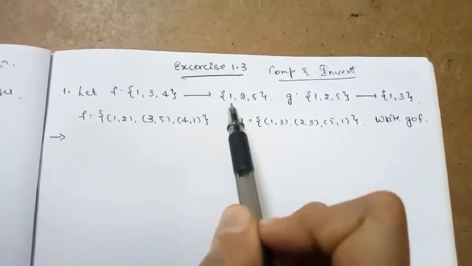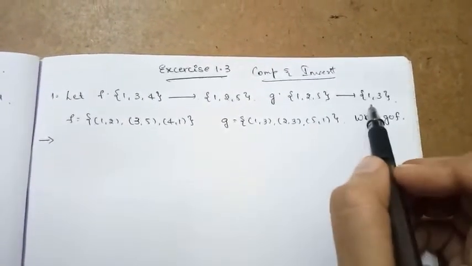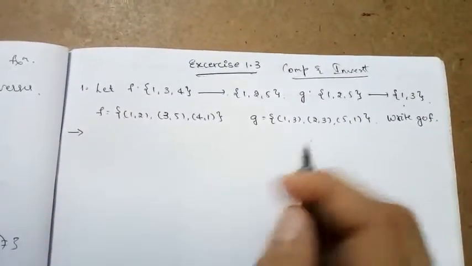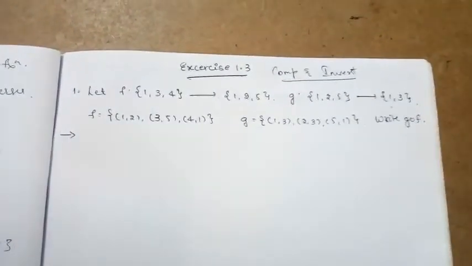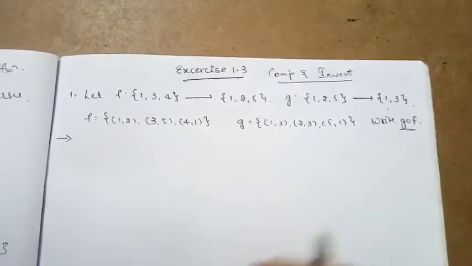In the first question, they have given: let f be a function from the set {1, 3, 4} to the set {1, 2, 5}, and g be a function from the set {1, 2, 5} to the set {1, 3}. They have given the functions f and g in the form of ordered pairs, and they have asked us to write down what gof is.